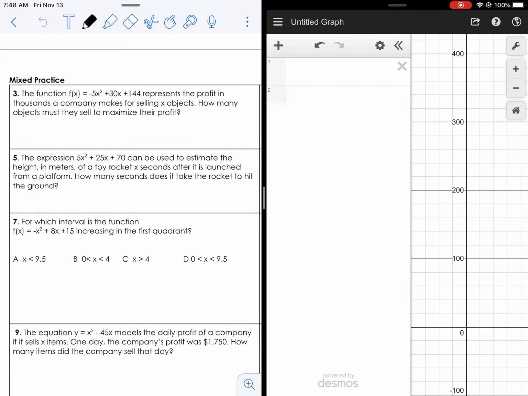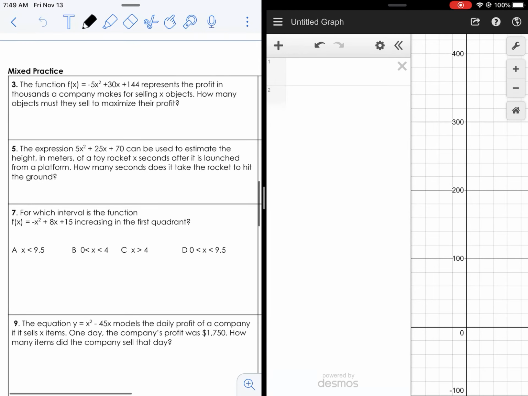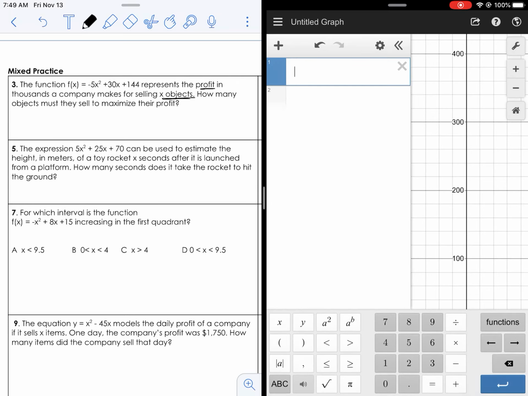All right, let's do some more practice. We're just going to do a mix of different types of problems. So for number 3, it says the function represents the profit in thousands a company makes for selling x objects. That means the objects are going to be our x, so the other one, y, must be our profit. And we want to know how many objects they have to sell to maximize profit.